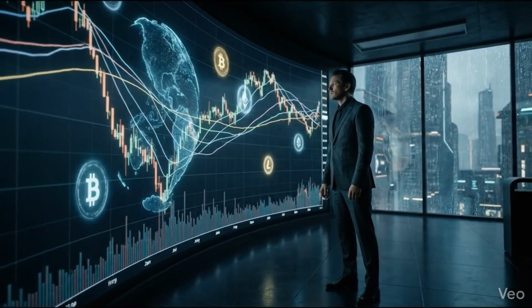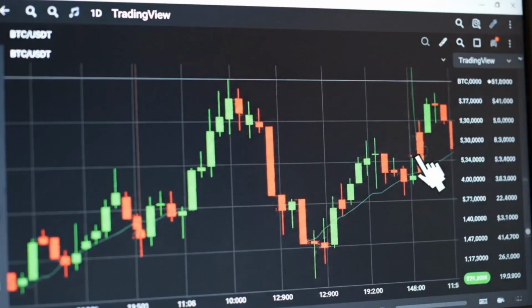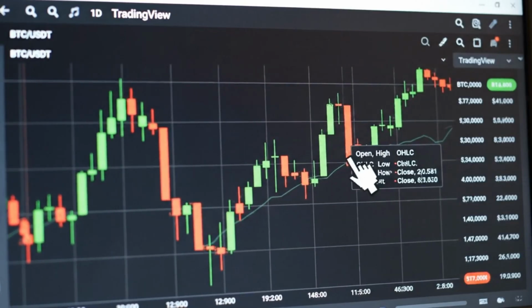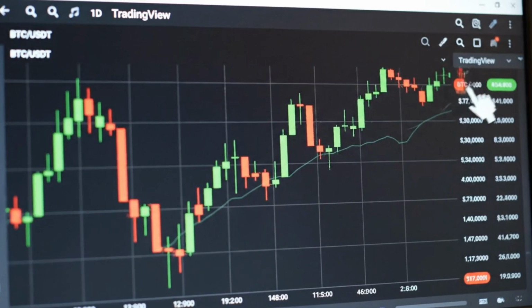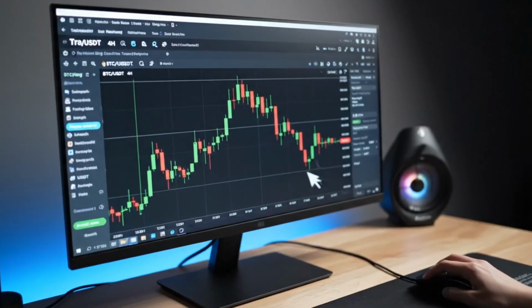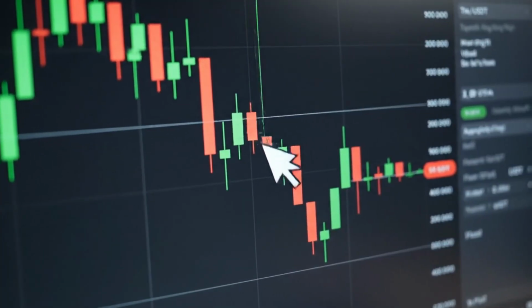Let's start with the most important thing in trading, the price chart. A price chart is simply a visual record of buying and selling. Every move you see on the chart is created by people, buyers and sellers making decisions. Candles are just a way to display that behavior. Each candle shows four things: the opening price, the highest price, the lowest price, and the closing price.